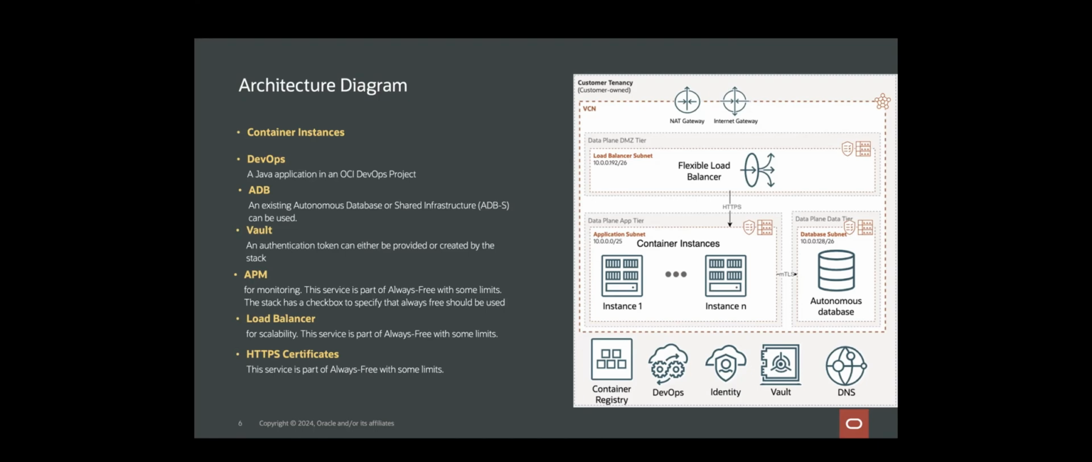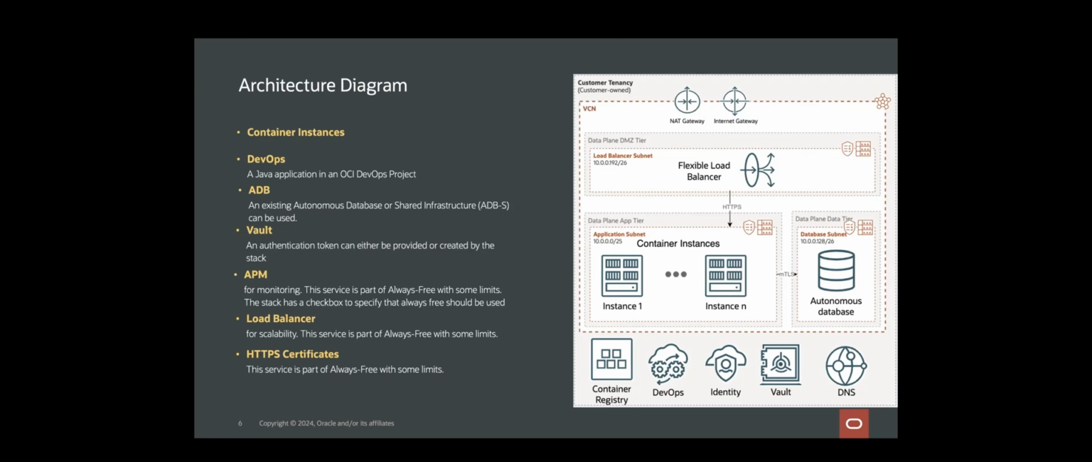For the ADB, if you already have an existing database, you can use that one, or the stack may create a new one for you in a specific stack configuration. The vault is most important if you are trying to mirror your app through the DevOps projects. It's used to store an authentication token, which can either be provided by you or created by the stack. The vault is necessary to store a token, and the vault isn't required if the application is provided as a container image.